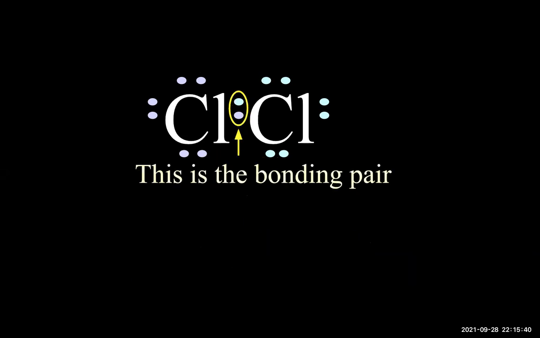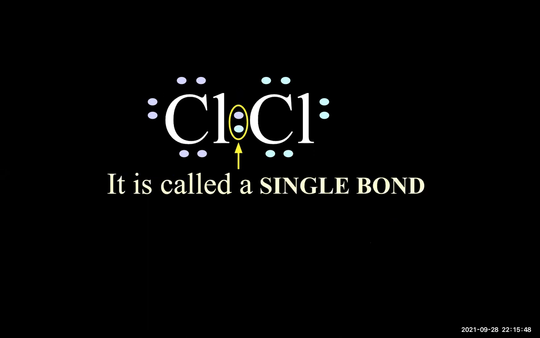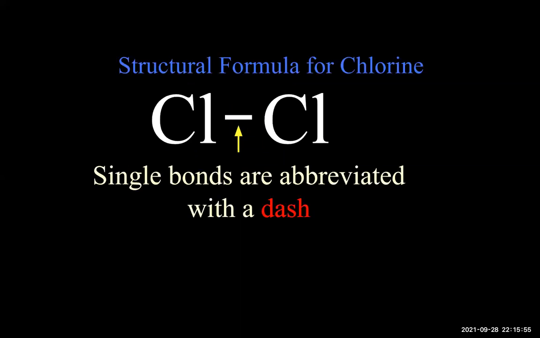The pair that is shared between them, again, one from the chlorine on the left, one from the chlorine on the right, this is called the bonding pair. It is also called a single bond. So a single bond is made of 2 electrons. And when we draw that as a structural formula, anytime there's a bond, the dots become a line. So 2 dots is a single bond. So 2 dots becomes 1 line between each atom here.